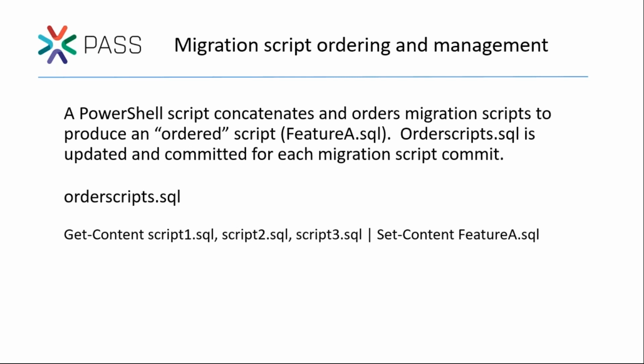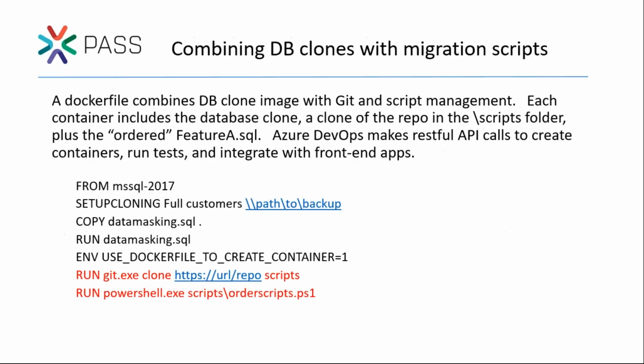So if you go back now, what we've done is we've built in an automated process to concatenate and order scripts. Now this PowerShell script that we've talked about, the order scripts.ps1, is going to be updated and committed to the repo whenever a new migration script, a T-SQL script, is committed to the repo. And in this way, whoever's working with the repo will always have a feature A .SQL that can be run when they clone the repo. So the PowerShell script is being updated and committed along with the T-SQL migration scripts.